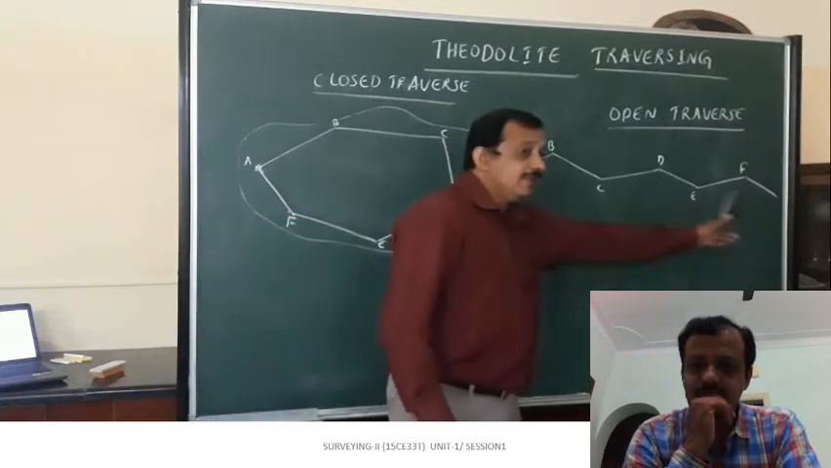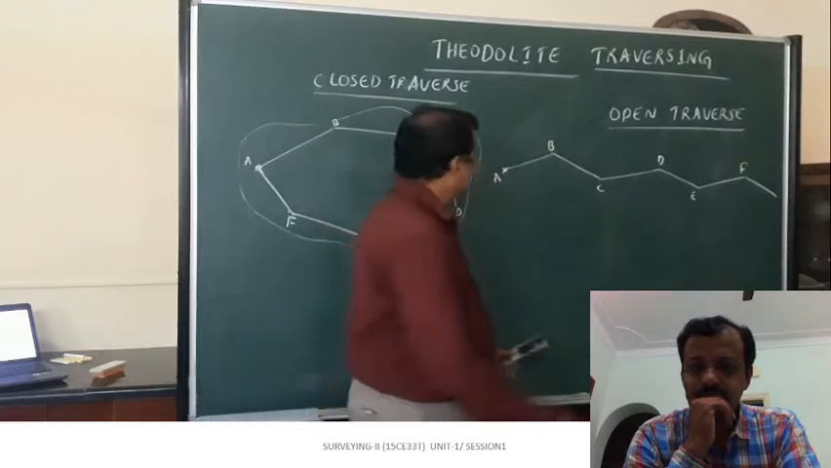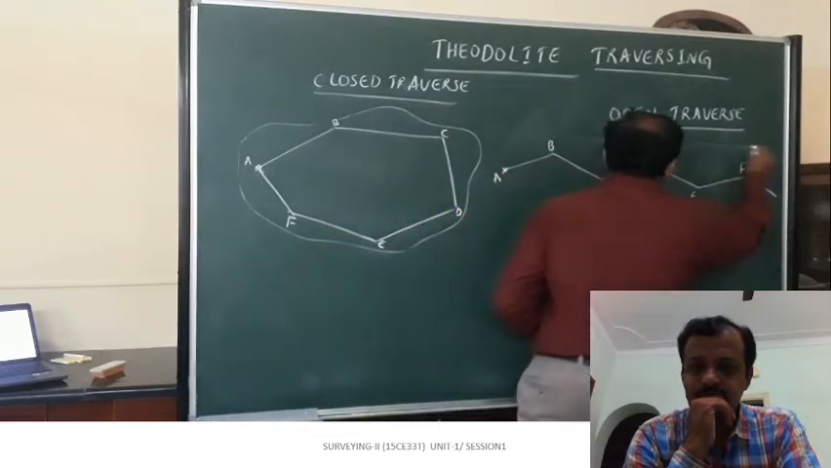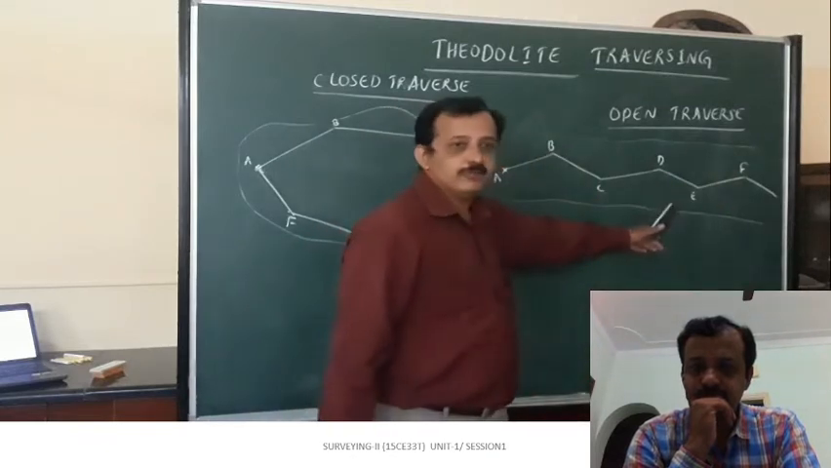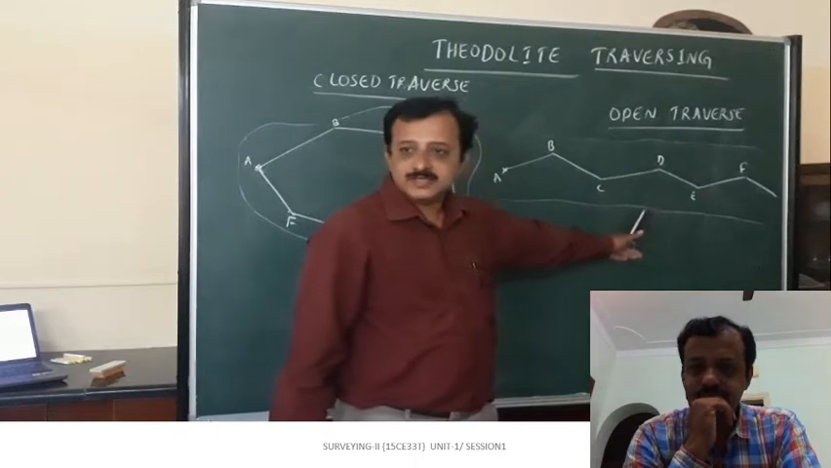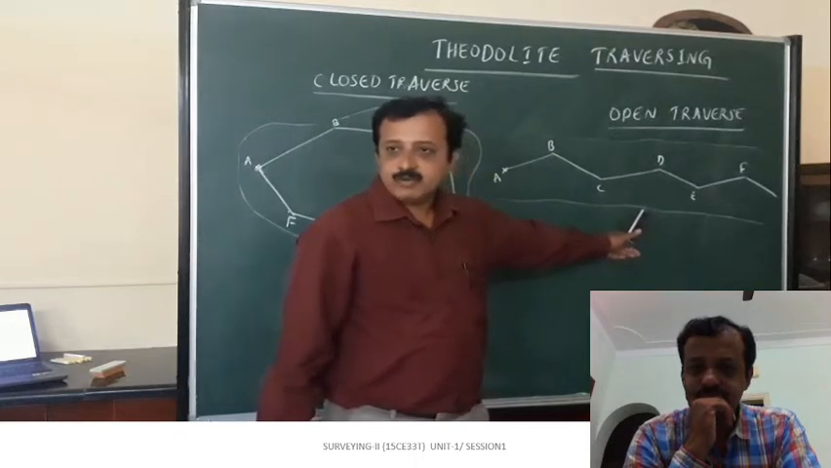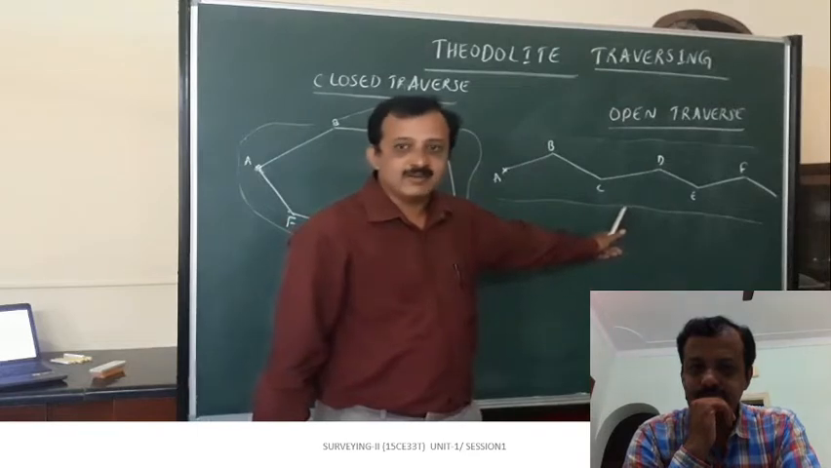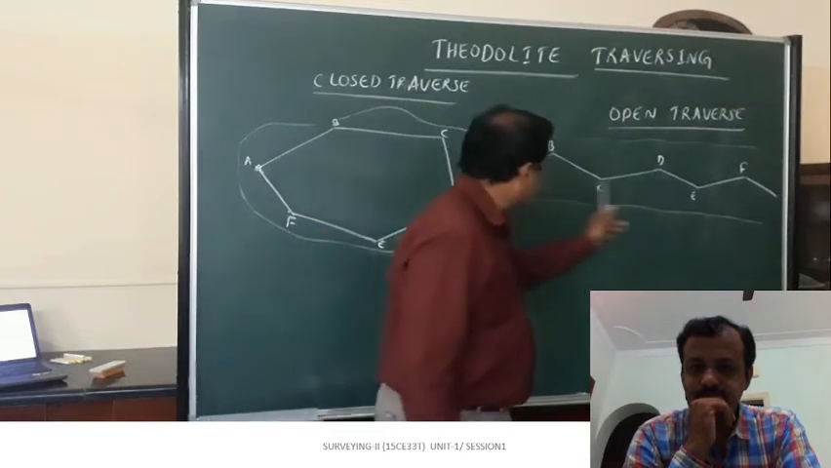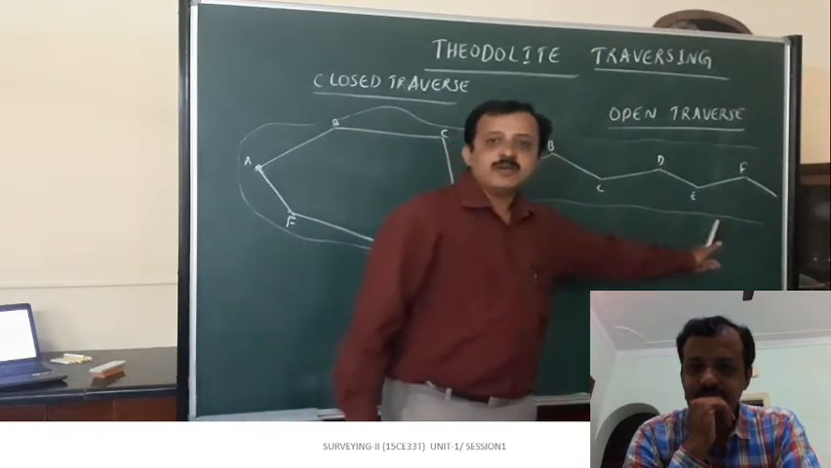There the length is the criterion. I have to take the details surrounding the boundary, surrounding this alignment. For new roads we use this, for railway lines we use this, for water supply lines we use this, and for aligning canals we use this. This type of traverse we call open traverse.